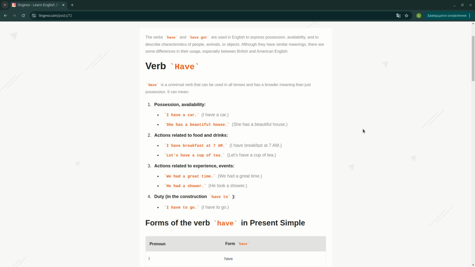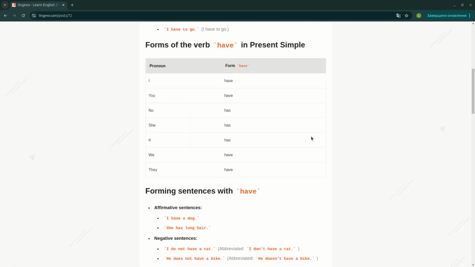Another common use is describing experience or events. We had a great time. He had a shower. And we use it for obligation in the structure have to. I have to go. Now let's look at the forms of to have in the present simple. I have, you have, he has, she has, it has, we have, they have.